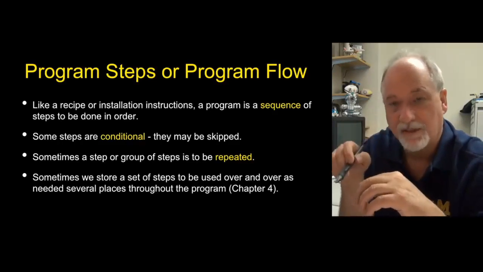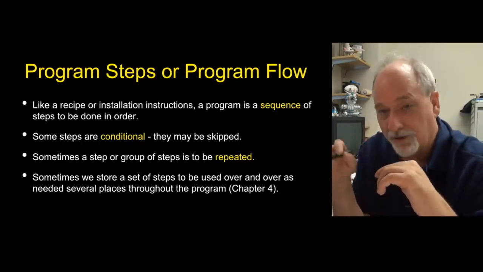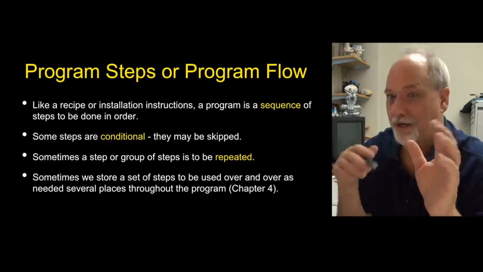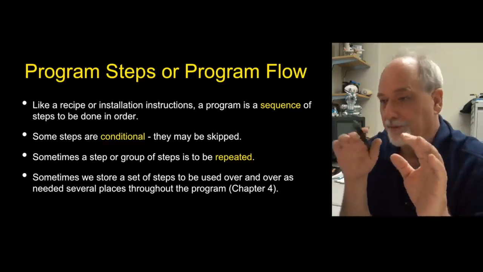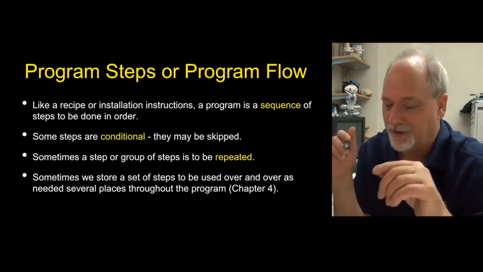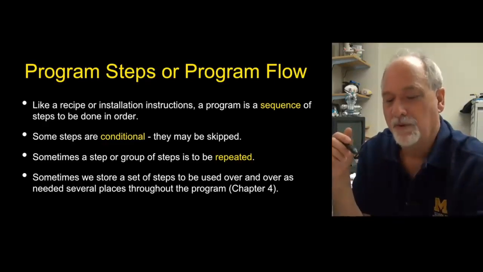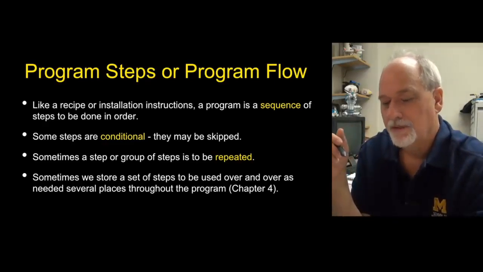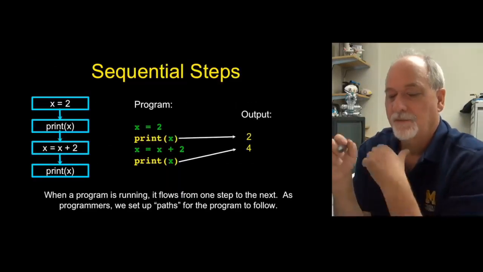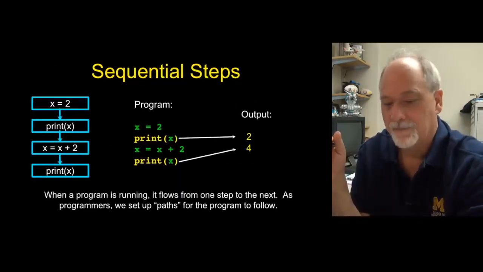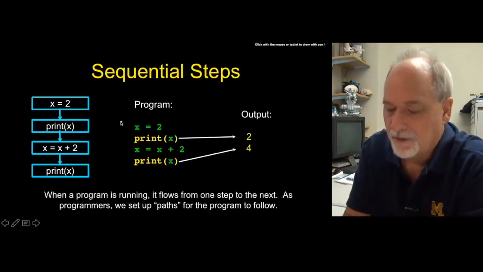Conditional is like skipping something. Repeated does it over and over and over again. Computers are really good at repeating stuff, much better than people. People get tired going over and over doing the same thing. And then we have store and repeated steps as well. And so if we take a look at this, and we take a look at a Python program, this is a piece of code, this is a little script.